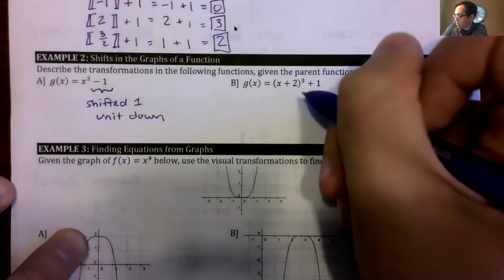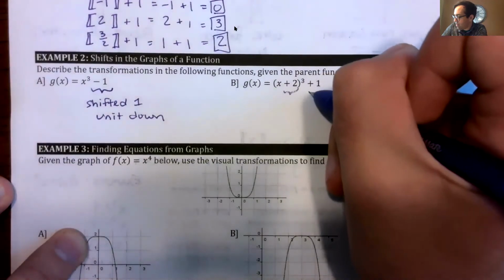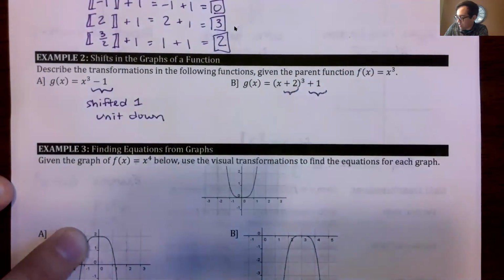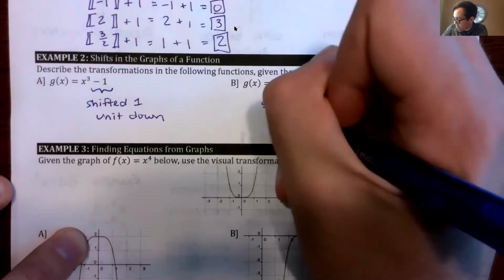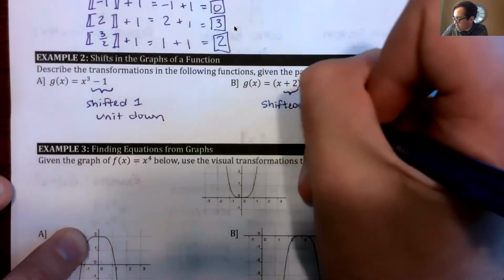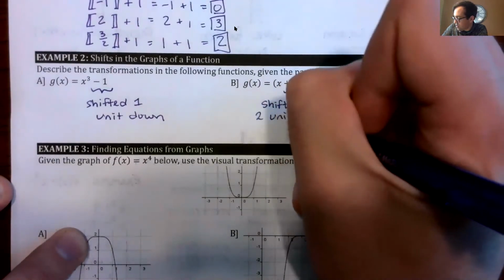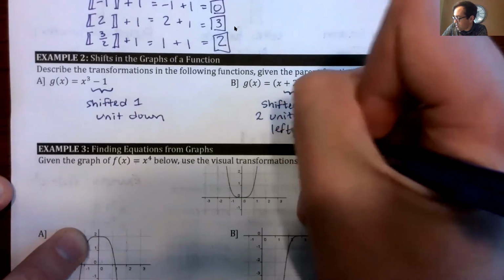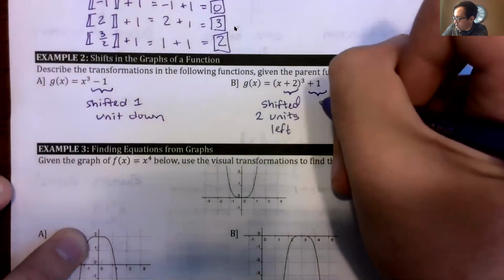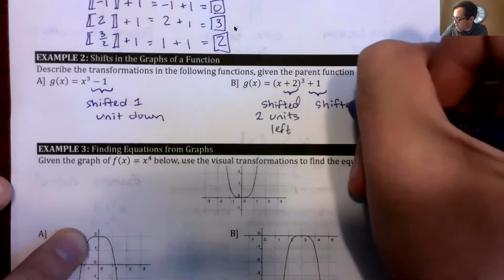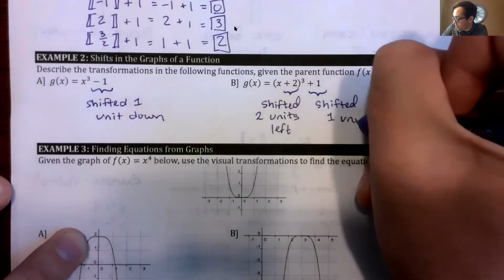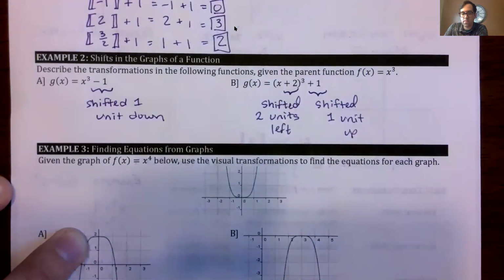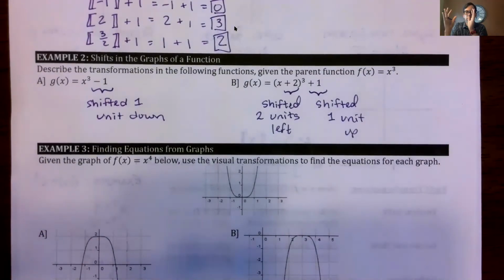In letter B here, we have two things. We have this +2 and we have this +1. The +2 means we're shifted 2 units left. And the +1 means we're shifted 1 unit up. So the whole graph is shifted to the left and up.